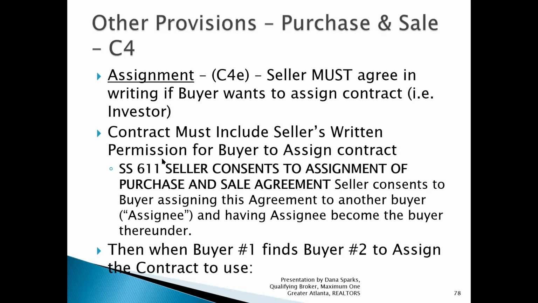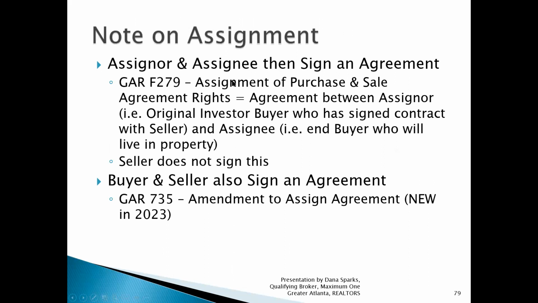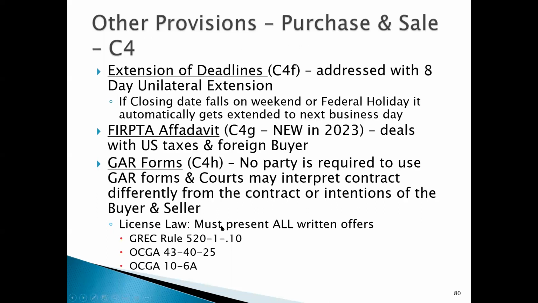And just a couple of quick things. The seller must agree in writing. So you buyer's agents working with investors, you're going to want to use this special stipulation to get the seller's permission to assign the contract. And then there are a couple of other forms. There is an assignment of the purchase and sale agreement, which is signed between the investor or buyer number one and the assignee or buyer number two. And then there's a new form in 2023 where the buyer and the seller sign it. I'm not going to take the time in this class to cover that. I think I'm going to do a video on assignment, but I just wanted to let you know there are some new forms.